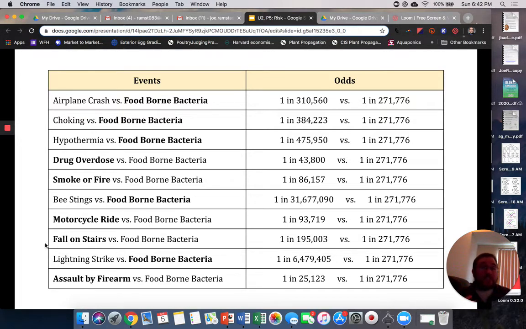And we're going to talk about risk mitigation in the form of insurance here in a little bit, but hopefully this kind of opens your eyes to the idea that yes, foodborne bacteria is definitely a risk and something that we're supposed to be keeping an eye out for, but there's some things on here too, like falling on the stairs, motorcycle ride, smoke or fire, drug overdose, and assault by firearm that do have a higher calculated risk of causing us to die in the United States. But with all of these things, there are definitely actions we could take to prevent these issues from resulting in death, right? Okay.